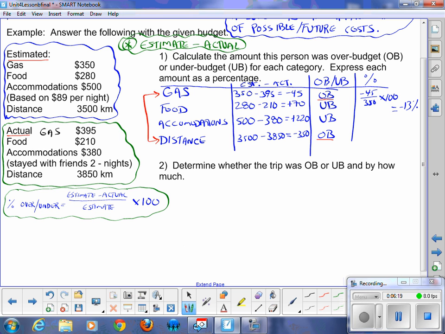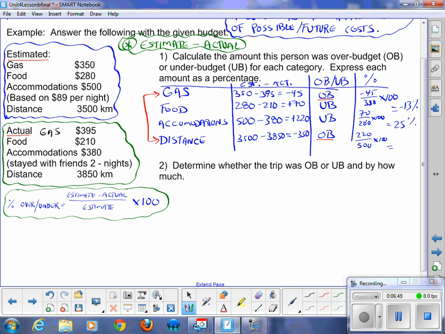In terms of food, that's 70 over 280 times 100. So 70 divided by 280 multiplied by 100. So we were actually 25% under budget there. And finally, your accommodations, 220 over. We expected it to be 500.